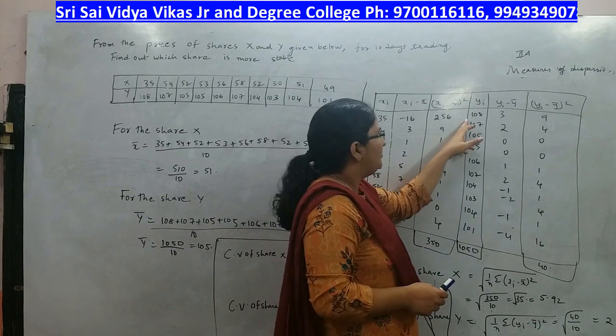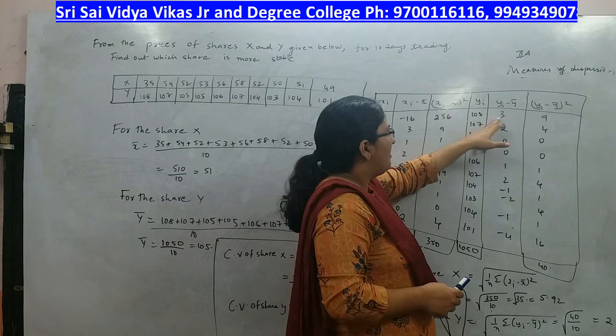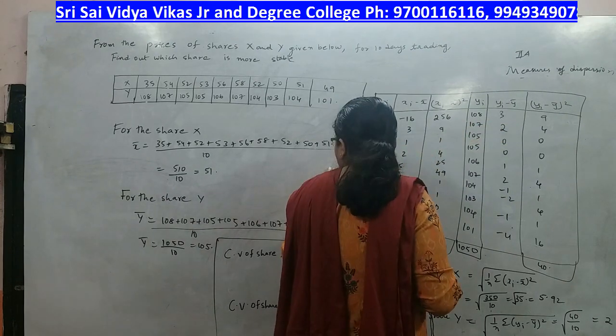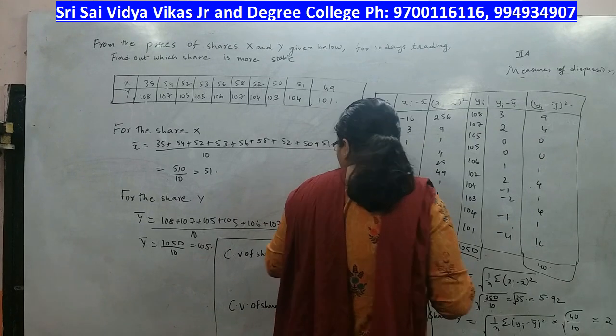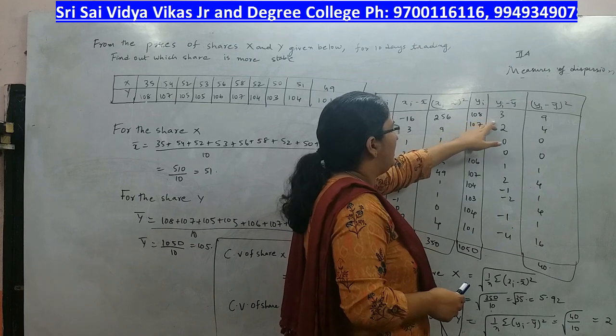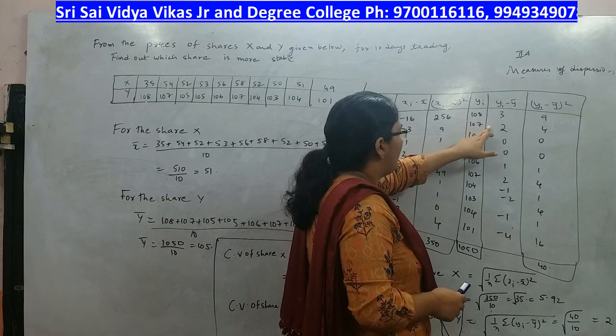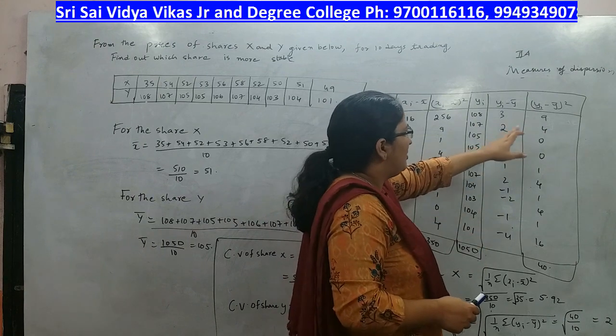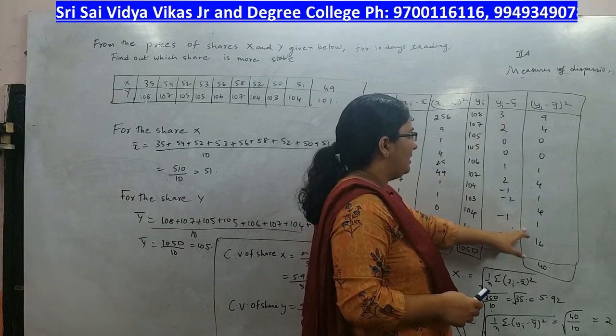Next take y. Next you have to do yi minus y bar. What is the mean? You got 105 here. So 108 minus 105, 3. Like that, subtract every value from 105, you get all these values. Yi minus y bar whole square means this column we are squaring it.